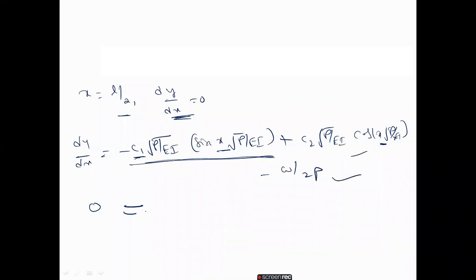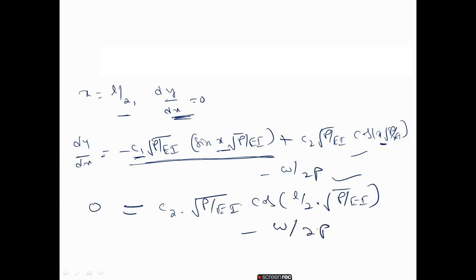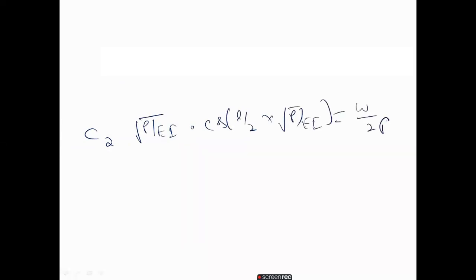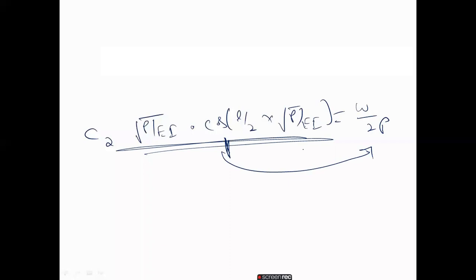Now I will substitute into this equation. C2 into square root of P by EI into cos of L by 2 square root of P by EI minus W by 2P. So my dear students, we got like this. Then the C2, if you send this one to the right side, C2 square root of P by EI into cos L by 2 square root of P by EI equal to W by 2P.